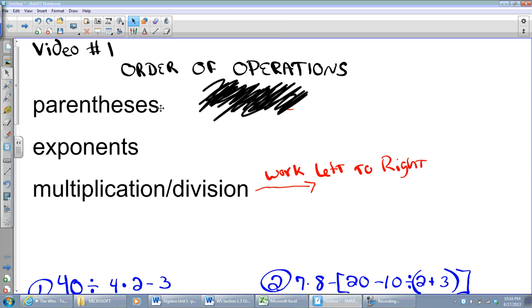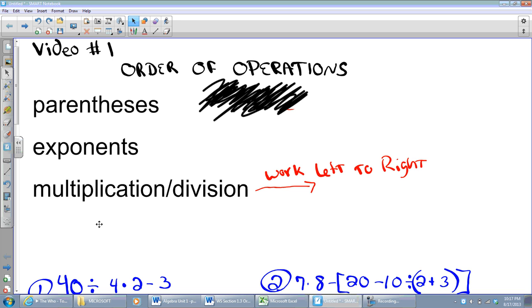So we're going to look at the parentheses, then we're going to look for exponents, and then when we're done with the parentheses and the exponents, we're going to consider multiplication and division. We're always going to do whichever one comes first, working left to right. So in other words, multiplication does not have to come before division. No, if division appears first in the problem, we'll do the division first.